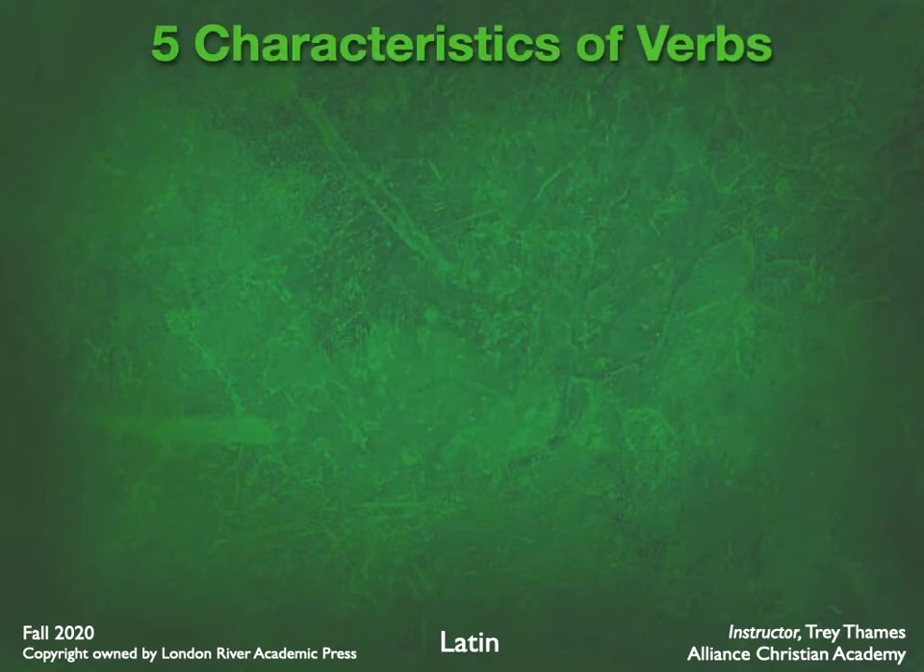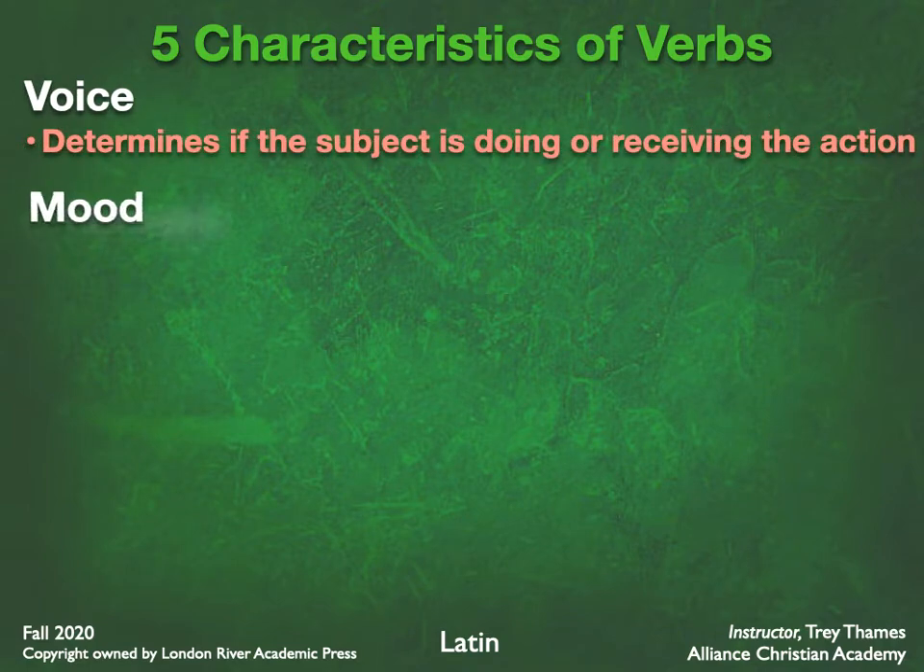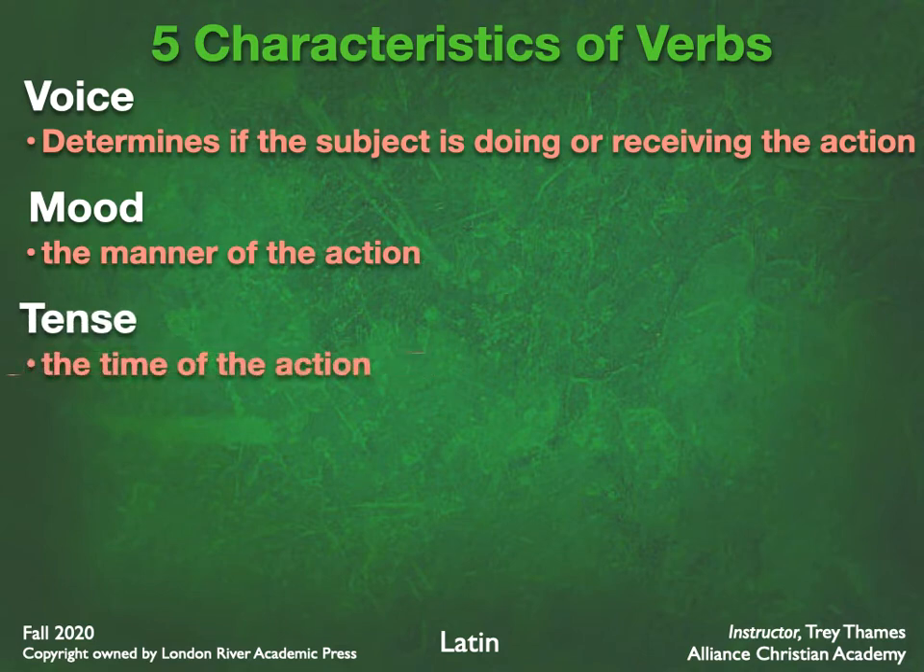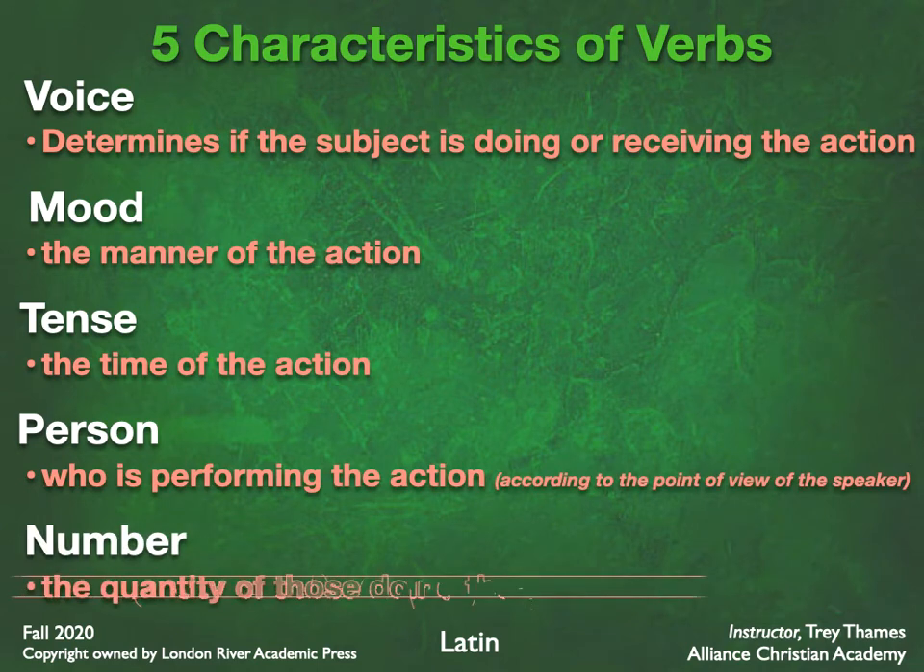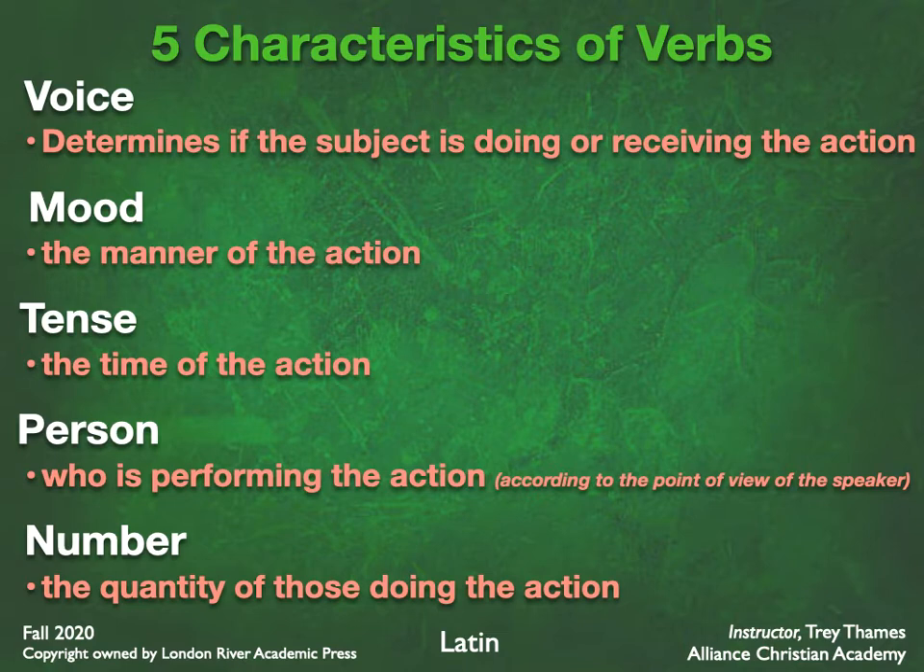You learned about the 5 characteristics of verbs, which included voice, which determines if the subject is either doing or receiving the action. You learned about mood, which is the manner of the action. Tense, the time of the action. Person, this is the one who is performing the action according to the point of view of the speaker. And of course you learned about number, which is the quantity of those doing the action.